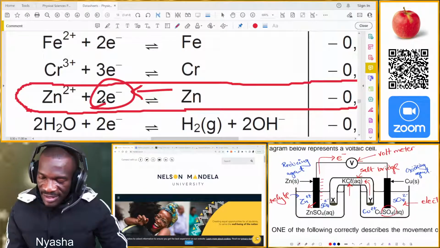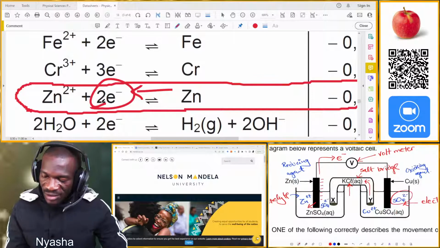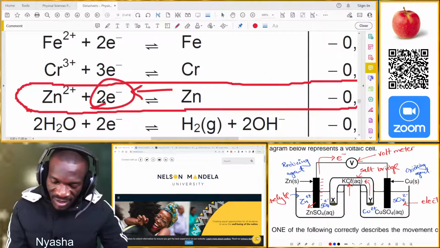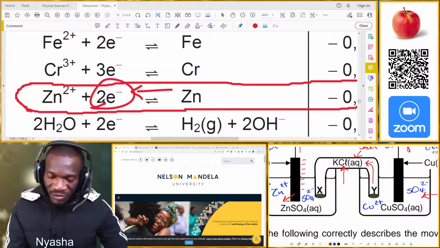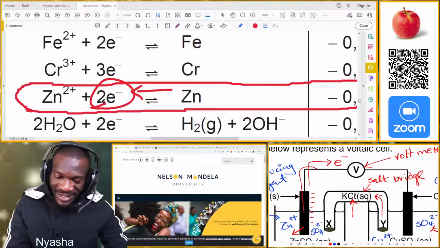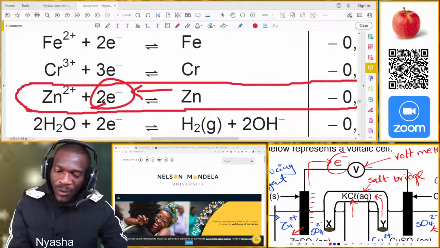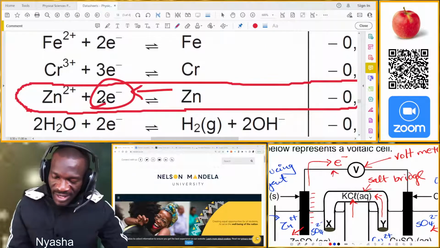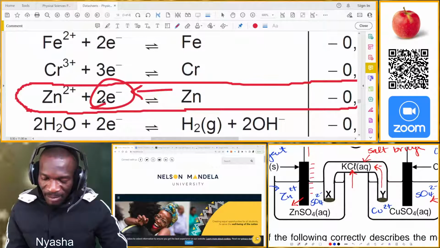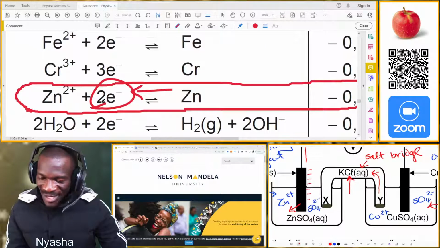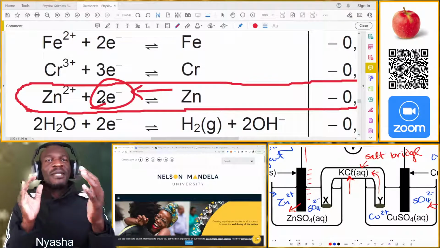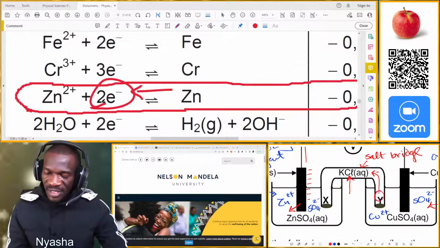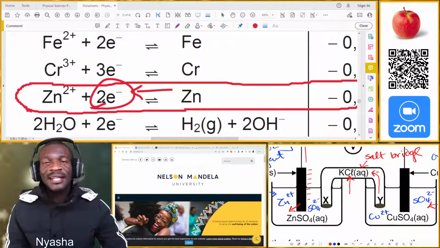Sulfate ions, yes, we do have some sulfate ions. I've actually drawn them there. How would the sulfate ions move from X to Y? It's either through the external circuit, which is not possible because only electrons will travel within a conductor. How about through the salt bridge? No, there is no mixture of our salt bridge ions with our electrolyte.